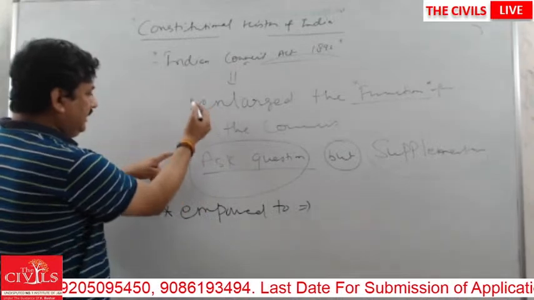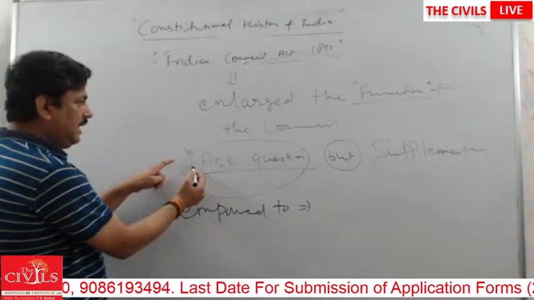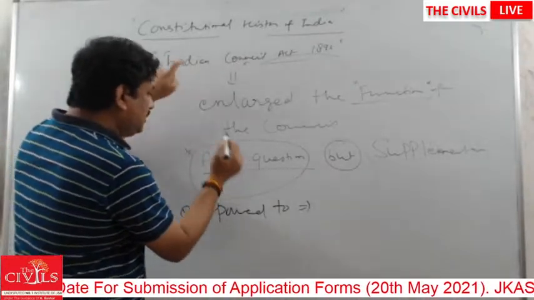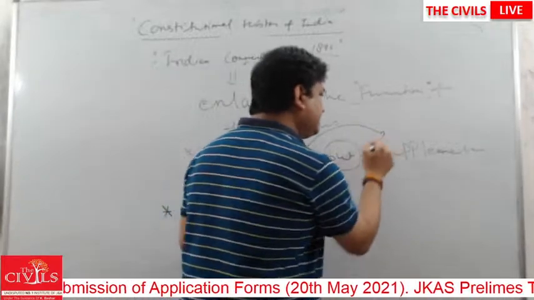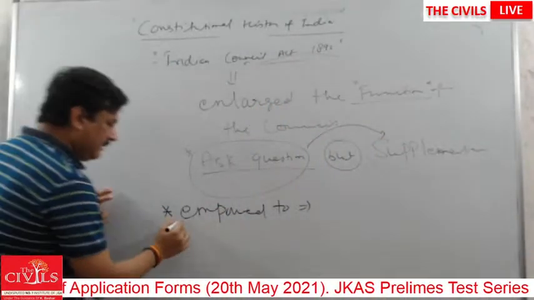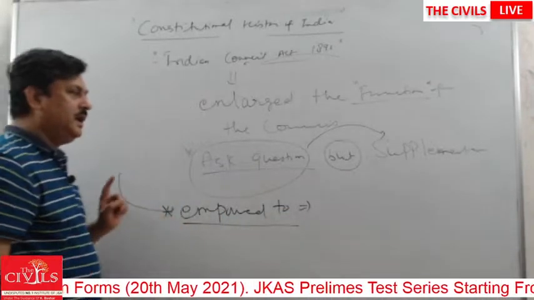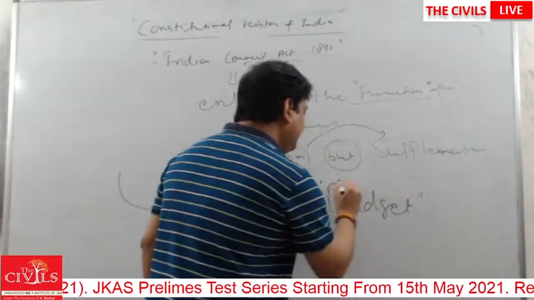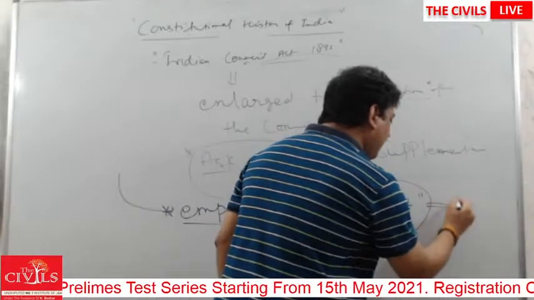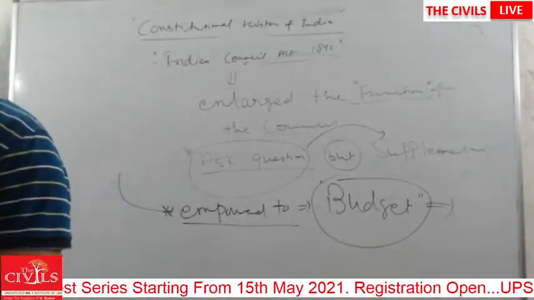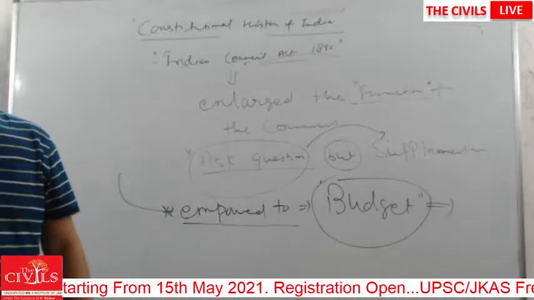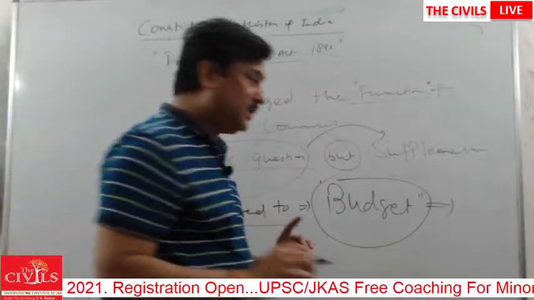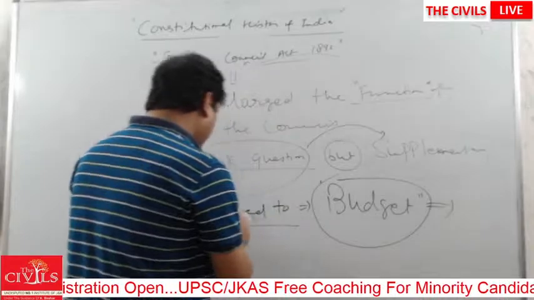Look here, the members of council were empowered by this act to ask questions, but they were not allowed to ask supplementary questions. Okay. Now the members were empowered to discuss the budget, but they were not empowered to move a resolution or to divide the house in respect of any financial question. Okay, they had no right.